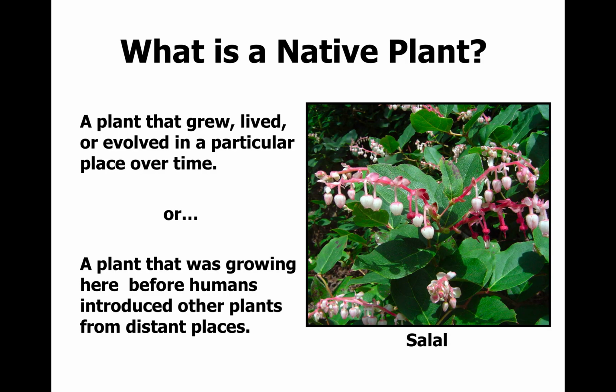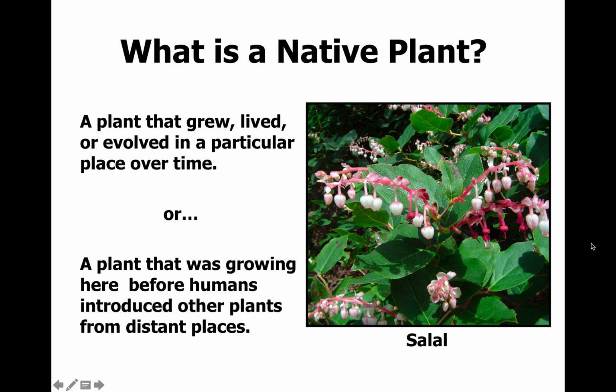There's two categories of plants that we want to talk about. One of them is called a native plant, which is a plant that either grew, lived, or evolved in a particular place over time, or a plant that was growing here before humans introduced other plants from distant places. An example of a native plant would be salal.